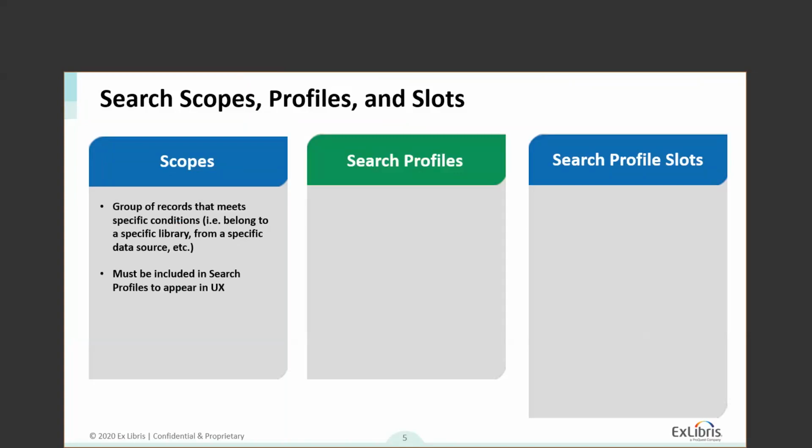Scopes can be combined, or they can sit by themselves. They're basically not put into use until they're put into a search profile, and they're not seen in the UI until they're put into a search profile slot. So they must be included in a search profile in order to be put into use. Without that, it's just an exercise in dividing up your records, but you need to put the scope into a search profile in order to use it anywhere.